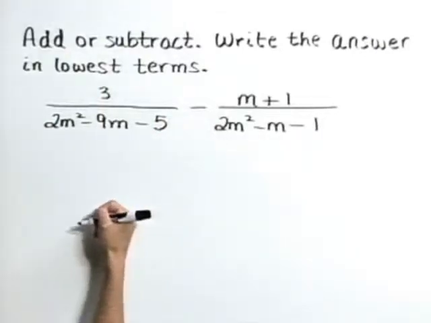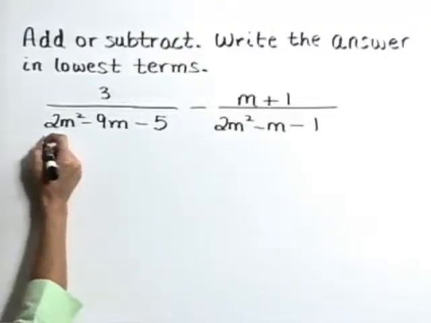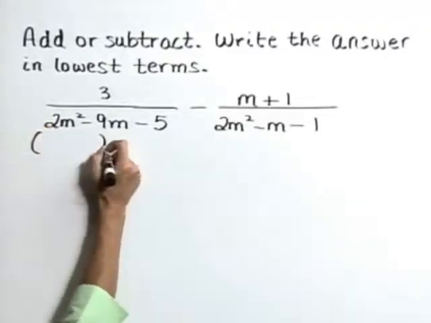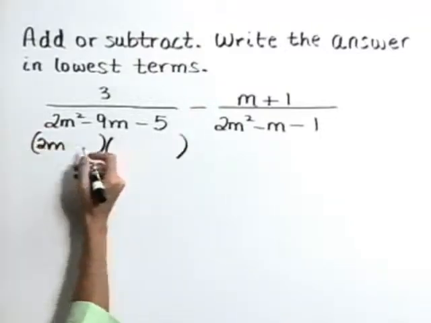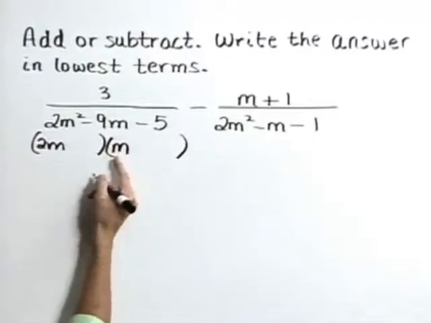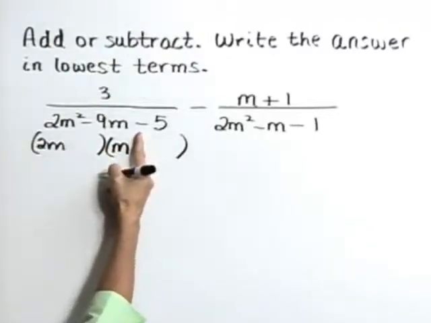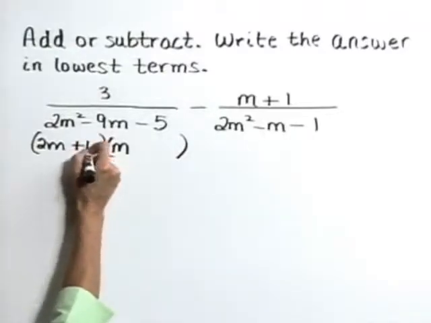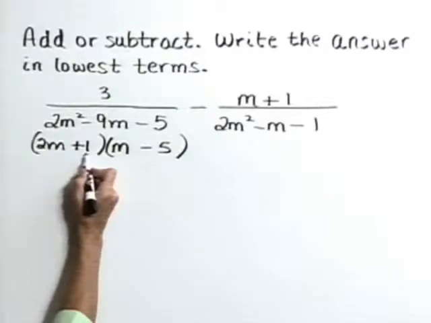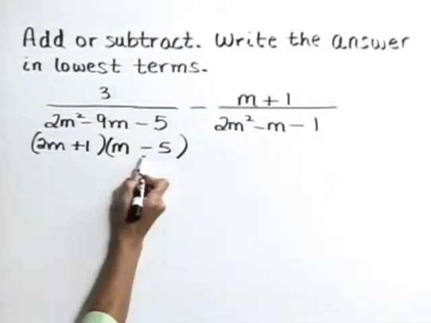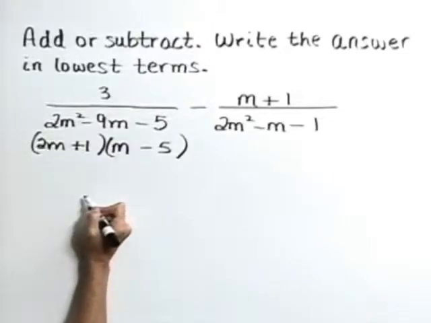Let's begin looking for that common denominator by factoring each of these. Starting with the left-hand side, I'm just going to write this factorization underneath. Our leading terms of our binomials need to be 2m and m in order to get a product of 2m squared. Now, factors of negative 5 that are going to work in here are a plus 1 and minus 5. Checking our inner and outer products, 1m minus 10m gives a negative 9m.